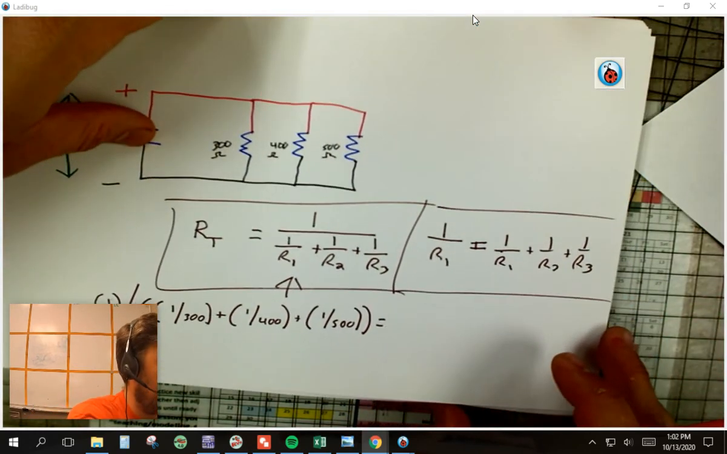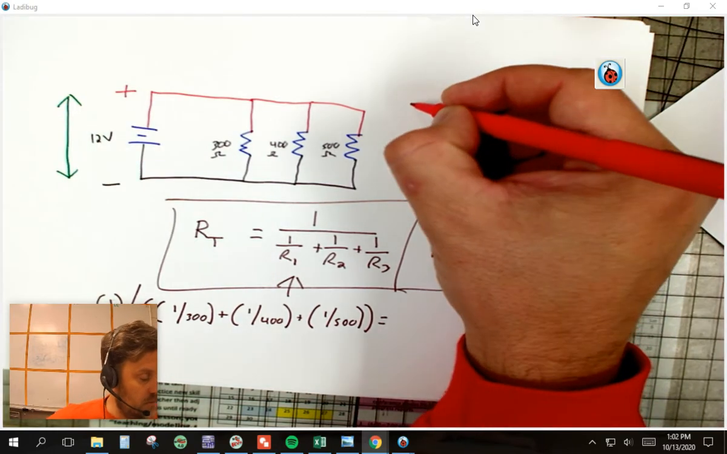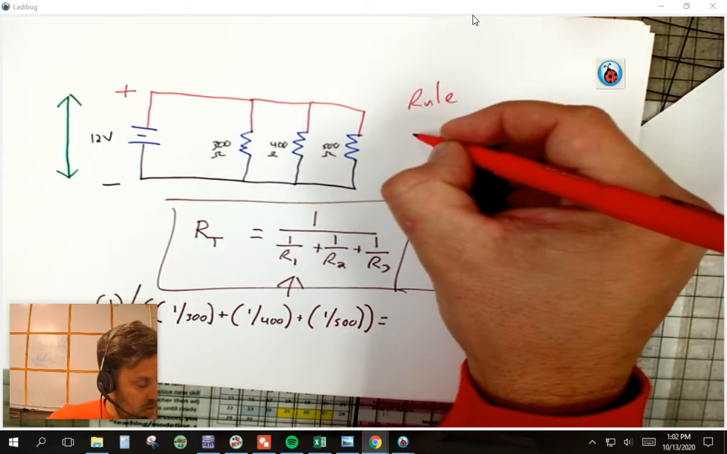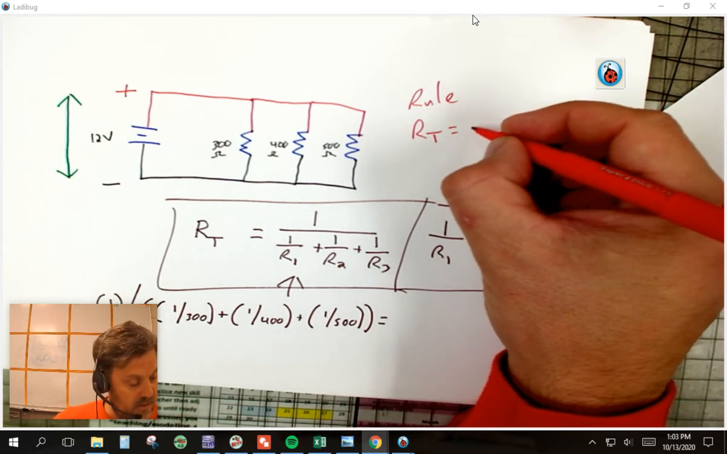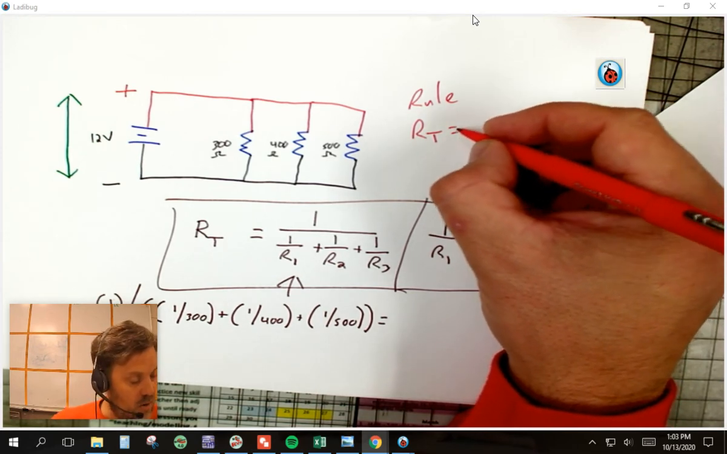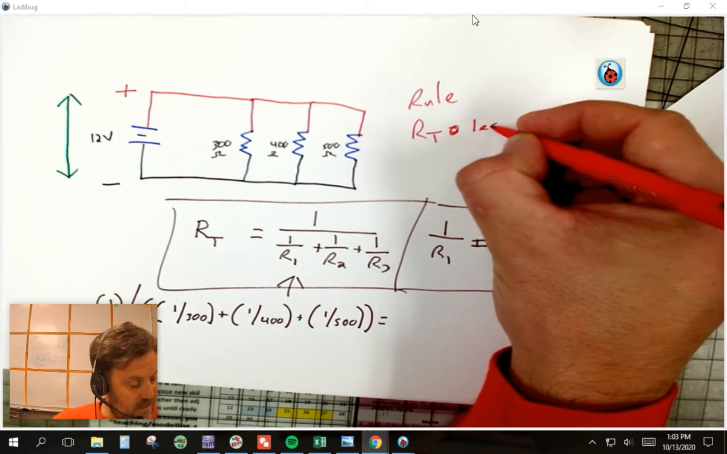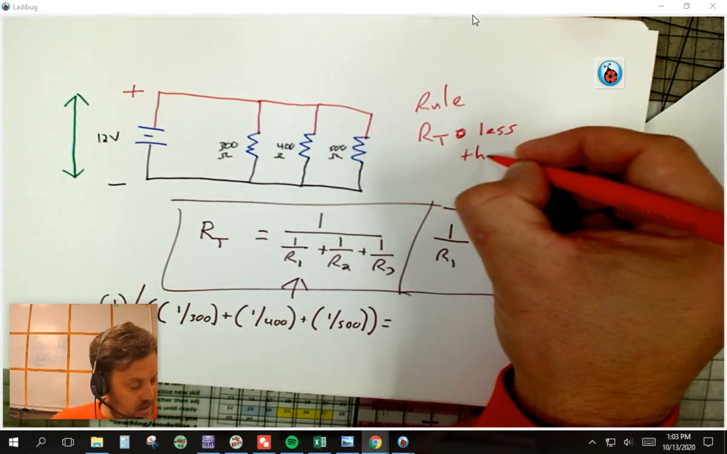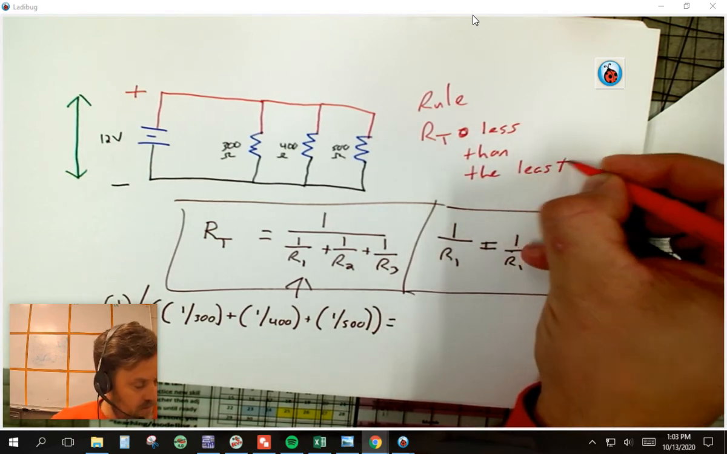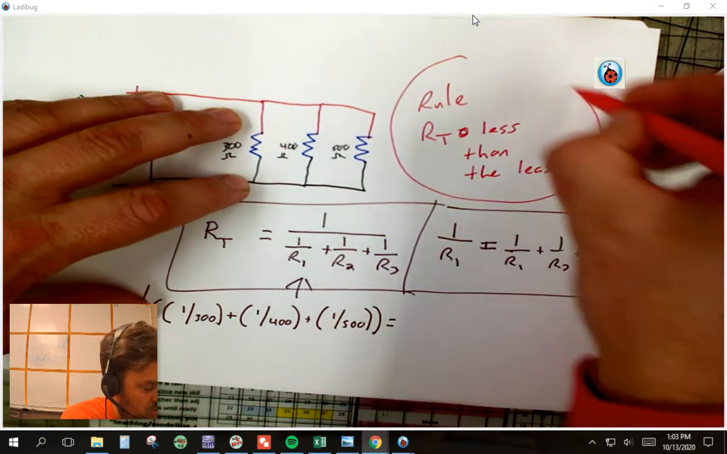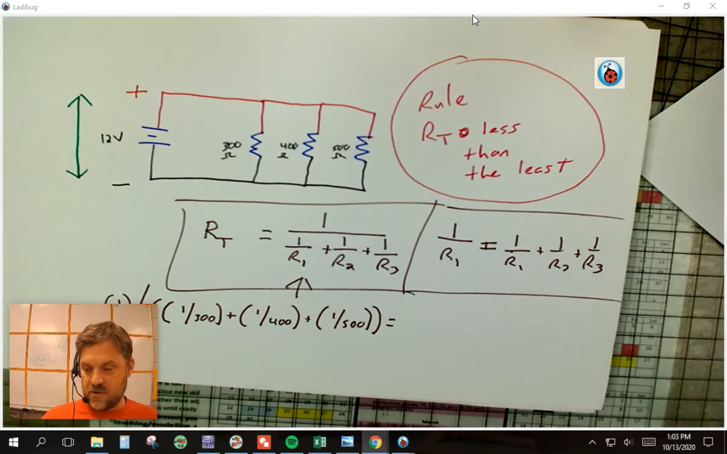Okay. Now, here's the rule. RT in a parallel is always going to be less than the least. Okay. There's your cheat rule. Does it make sense? If you're checking that at home and you're saying, does it make sense? Your resistance total in parallel is always going to be less than the least.